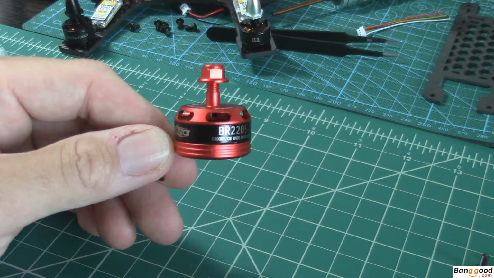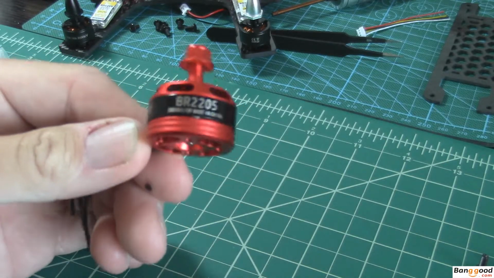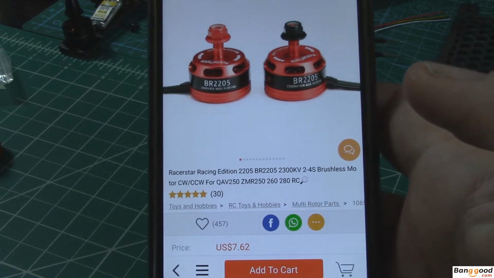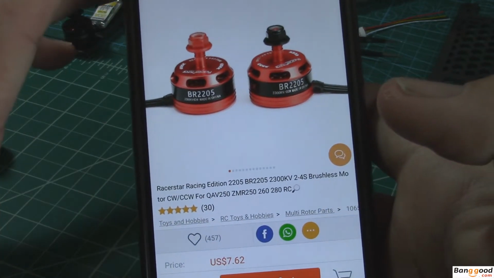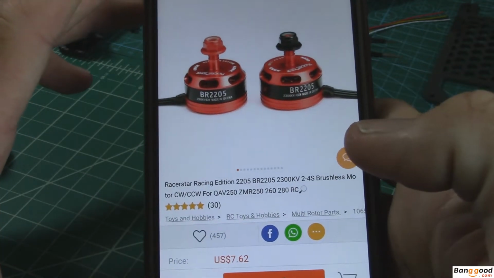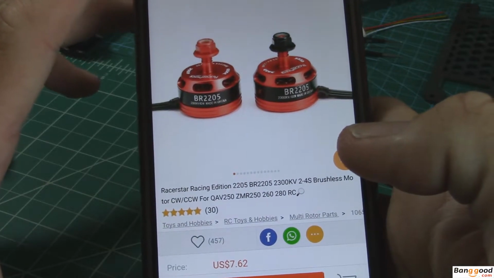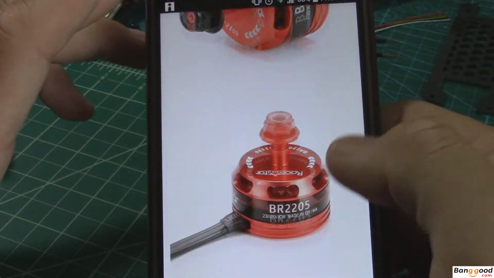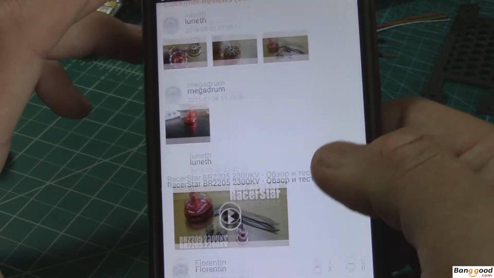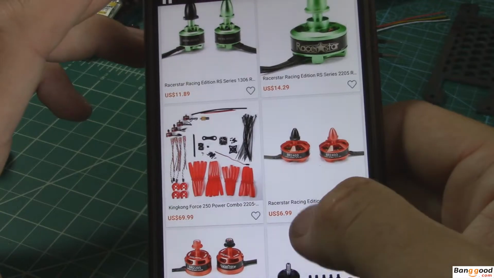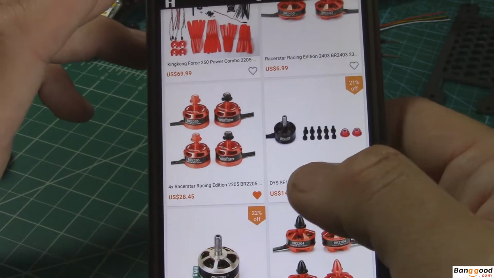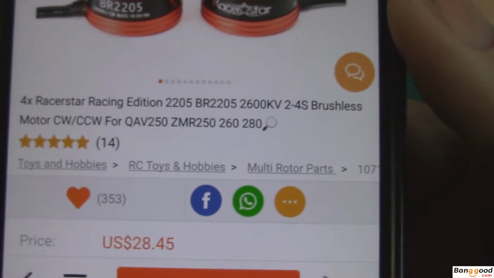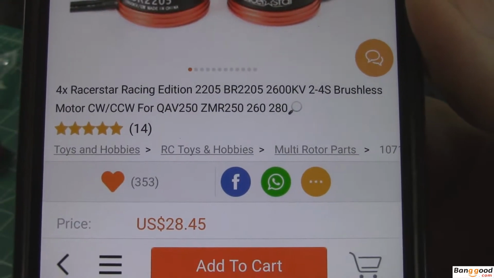And like I said, when I purchased them, they were on a sale, so it was like $650. Right now, you look them up on Banggood, and they are at $762, and that's for the 2300 KV edition. Let's see if they have a price listing for the other ones. Yeah, 2600 KV, right? And this listing happens to be for a 4-pack.